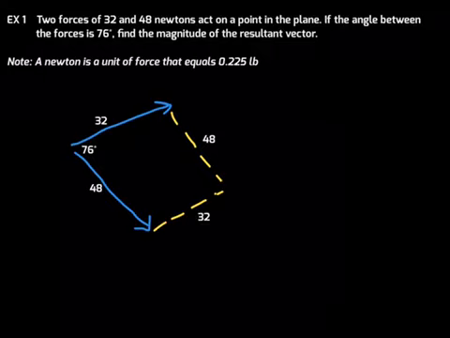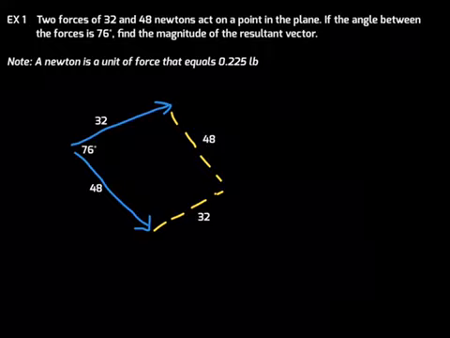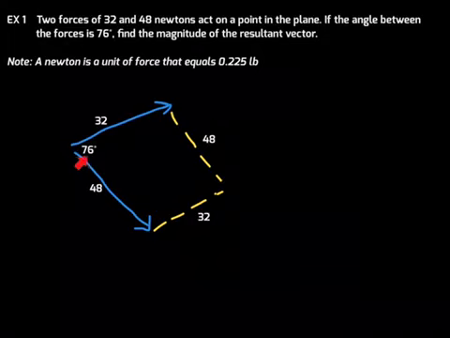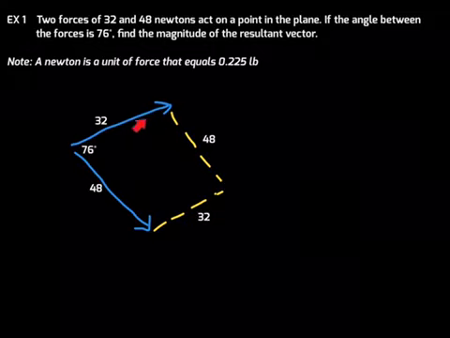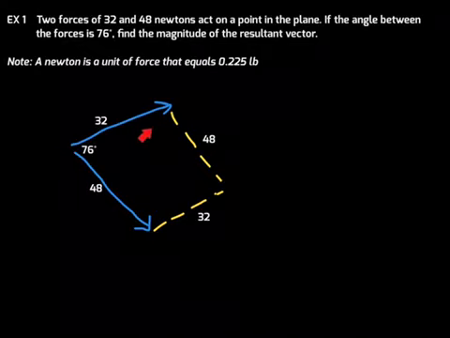Now, we know that the angle adjacent to 76 degrees, which is right here, and so is this one, by the way, is the supplement of 76 degrees. In other words, this angle here will be equal to 180 degrees minus 76 degrees. That is 104 degrees.